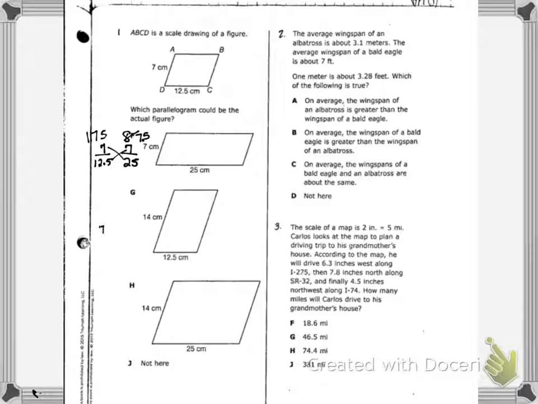Again, we have 7 over 12.5. We're going to set that equal to 14 over 12.5. How do you get from 7 to 14? That's times 2, because proportions are also equivalent fractions, so I would do 12.5 times 2. That's actually 25, so that doesn't work. All right, let's look at C. We have 7 over 12.5 set equal to 14 over 25. How do I get from 7 to 14? Times 2, and 12.5 times 2 is 25. So the answer is H.